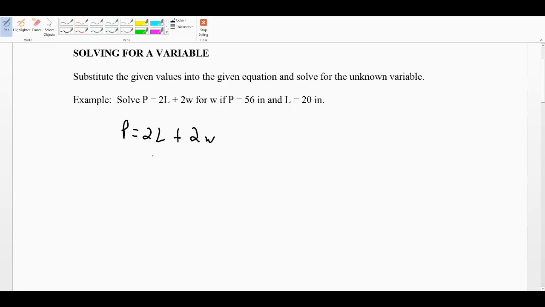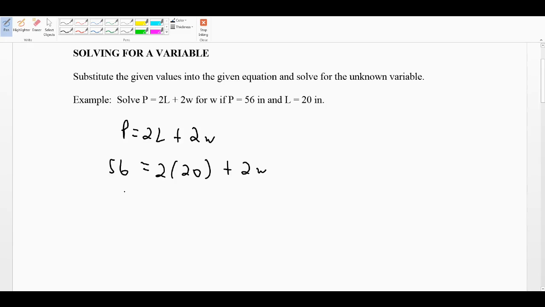We're told that P is equal to 56 inches, so I'm going to place the P at the 56. We're told that L is 20, so that's 2 times the L. I like to use parentheses, so 2 times 20, or 2 parentheses 20, and then plus 2, and W is not given, so we're going to have to solve for W. So to do that, we're going to solve as if we were solving for X.